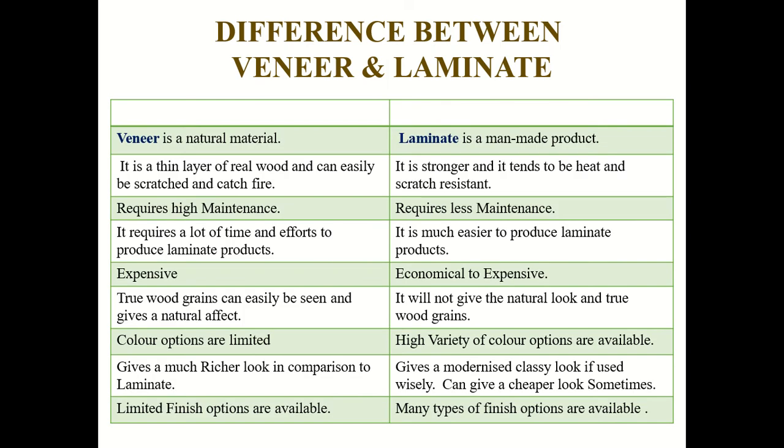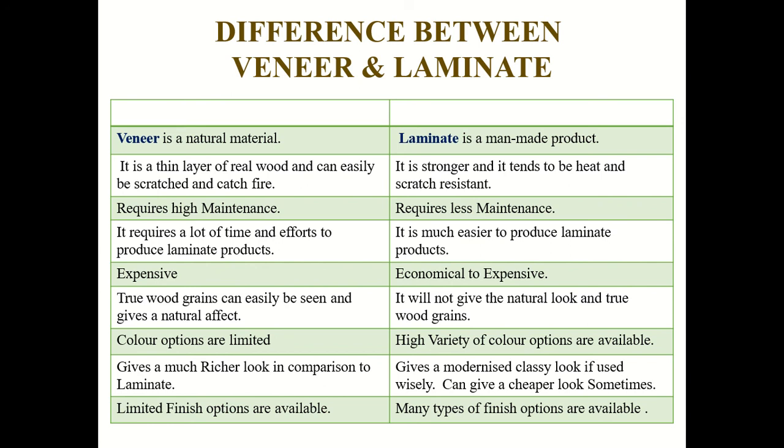Next, let's see the small differences between veneer and laminate. Veneer is a natural material, but laminate is a man-made product. It means we take the available veneer, make some design and give some texture to form a laminate. Veneer is a thin layer of wood, as I've told you. It can be easily broken, easily scratched, and it will easily catch fire.